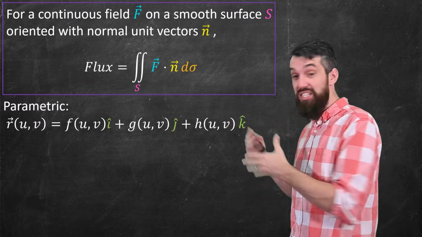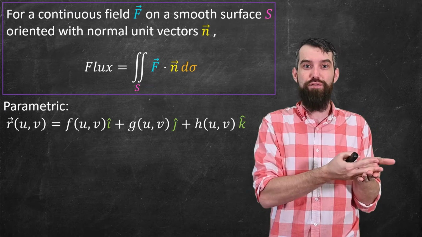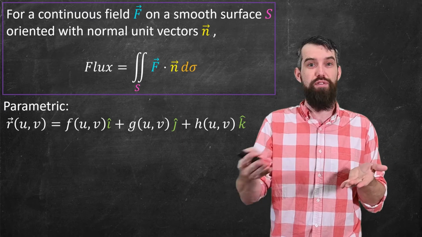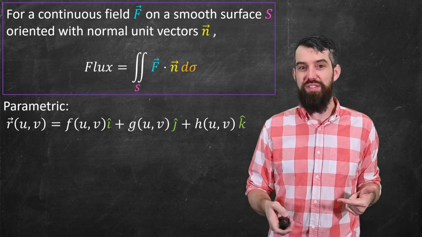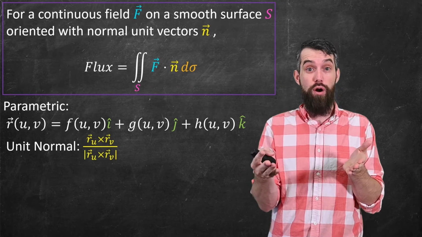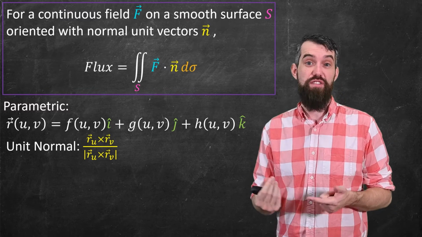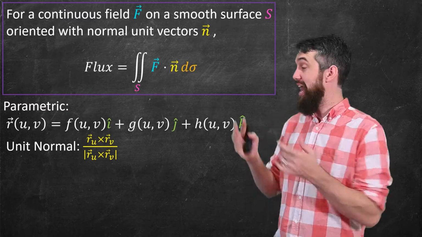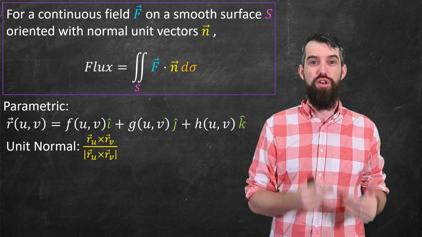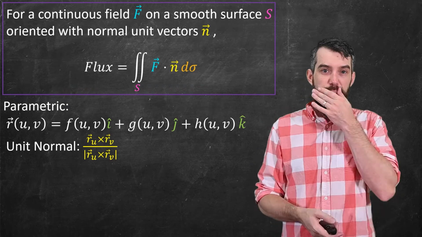So first, let's consider what happens if my surface is described parametrically as a position function of u and v in its three different components. Well, one of the things we've seen before is that a choice for the unit normal is r_u cross r_v over the length of r_u cross r_v. And so I'm going to imagine that if my surface is orientable, I'm choosing this particular set of unit normal vectors versus the negative, which also could have been possible.